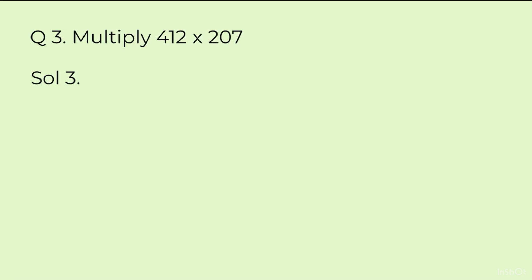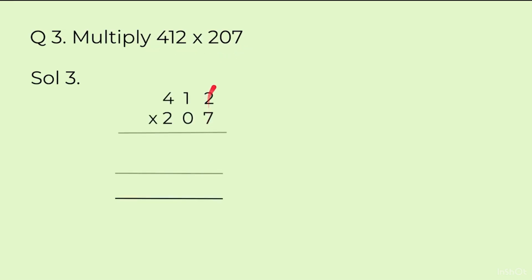Question 3. Multiply 412 into 207. We start by multiplying 7 into 2, 14, 1 at the top, 4 at the bottom. 7 1s are 7 plus 1, 8. 7 4s are 28. Then we have the 0 line. I told you we could easily skip the 0 line. We'll directly start multiplying with 2. But before that, since 2 is at hundreds place, we will put 2 zeros.